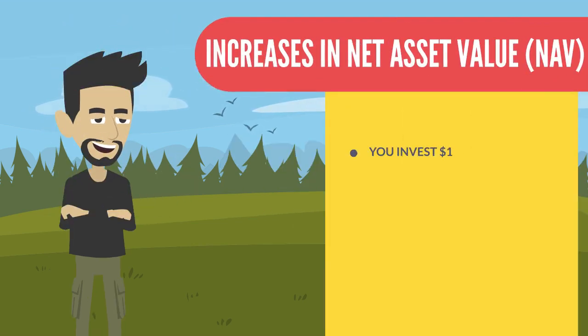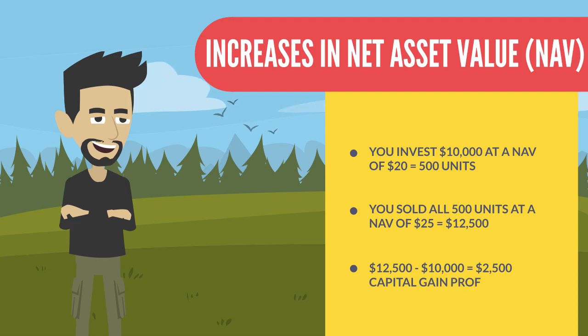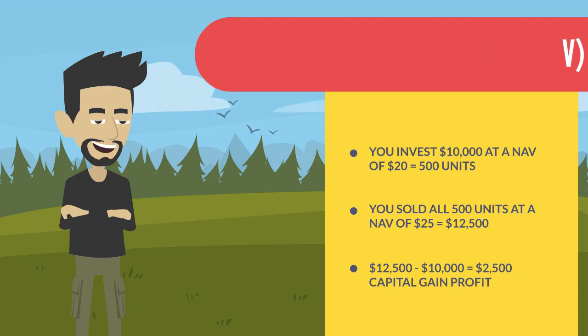If you invested $10,000 into a mutual fund that had a NAV of $20, then that would get you 500 units. If that NAV went up to $25 and you sold all 500 units, your $10,000 would now be worth $12,500, and that would leave you with a profit of $2,500, which would be considered a capital gain.